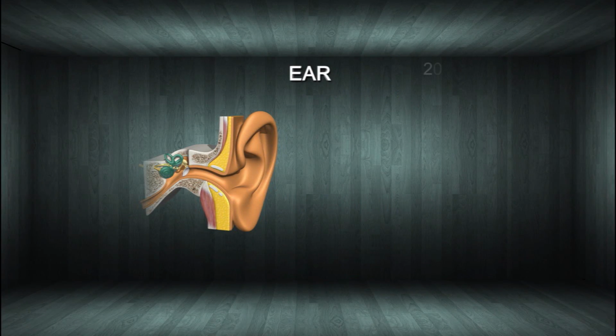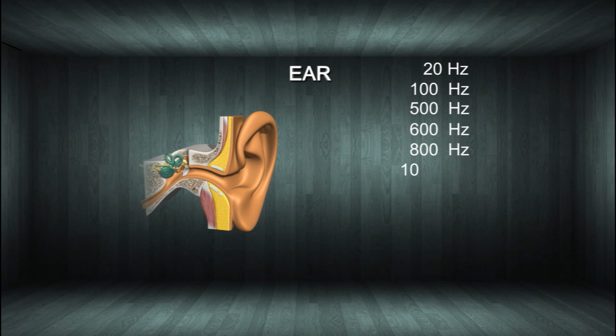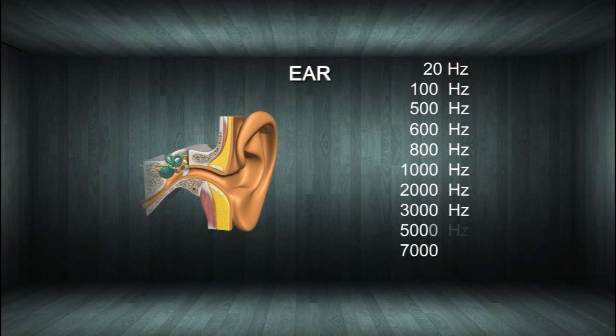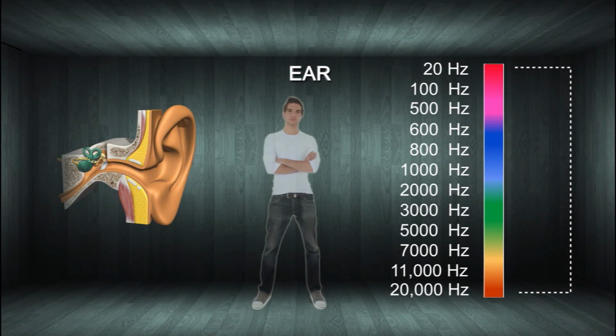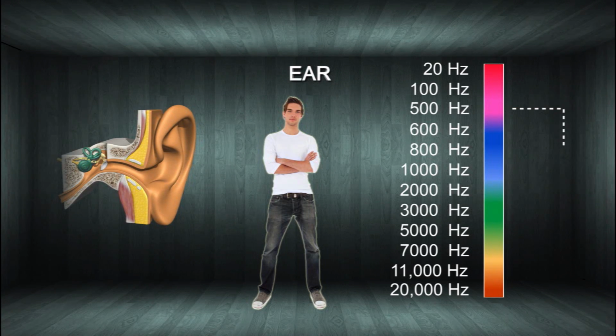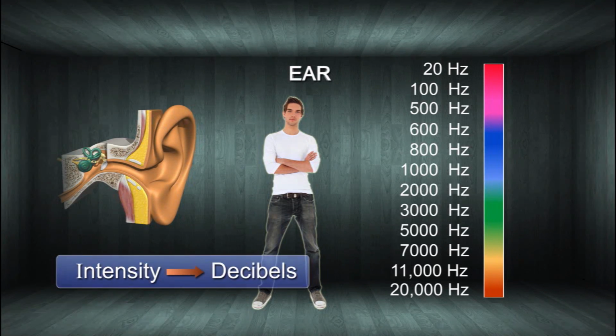Human ear can hear sounds of frequencies ranging from 20 Hz to 20,000 Hz. But only young people are able to hear this full range. Most of the sounds that we hear fall within 500 Hz to 5000 Hz. The intensity of sound is measured in decibels.